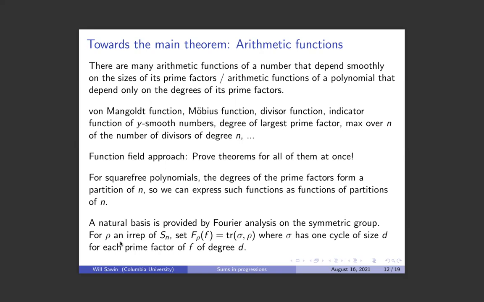Where rho is any representation of the symmetric group, most likely we'll take it to be irreducible. We can define this function f rho, which is going to be the trace on rho of a permutation sigma, which has one cycle of size d for each prime factor of f of degree d. And so by basic theorems in character theory, this gives us a basis. So we can express any function of partitions in this way.